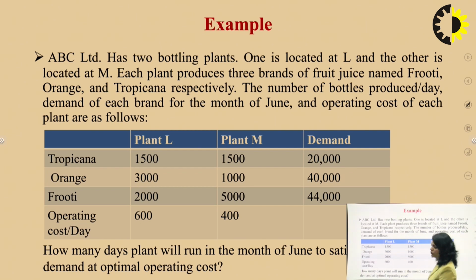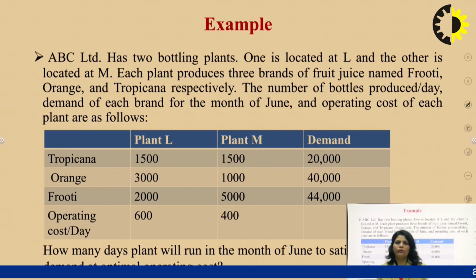Now we have taken one example here. Here we will see how we will formulate the LP problem, and after that we will solve it with the help of the graphical solution or graphical method. So the example is ABC Limited has two bottling plants.